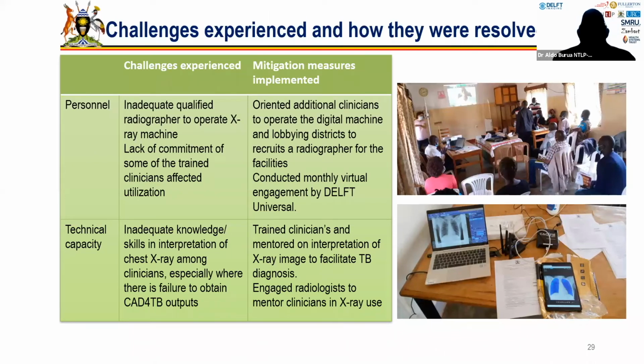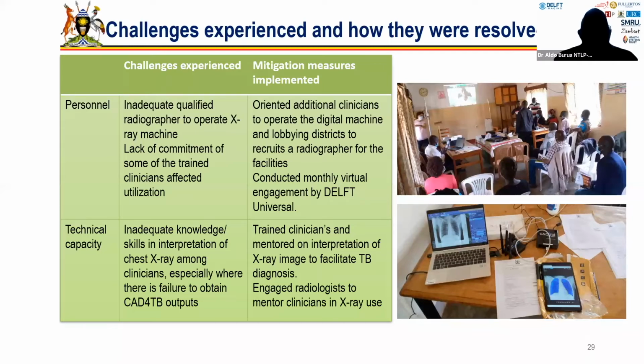So my presentation was about sharing the challenges experienced and how they were managed, and the recommendations. I want to discuss the challenges along these thematic areas. There were challenges around the personnel to operate the digital X-ray machines.